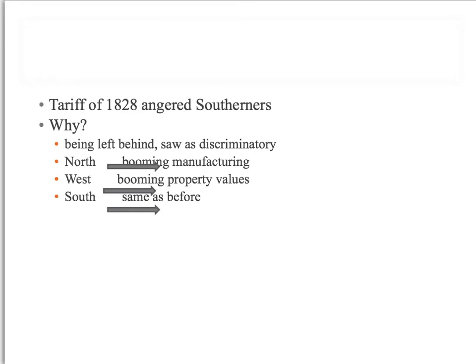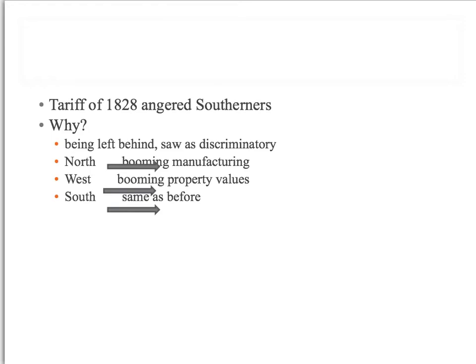At the same time this is going on, in the West, property values are going sky high through the roof because of all the expansion and things that we're doing as a nation. While all this is happening, the South is still chilling out like they were before with the plantation system based on cotton and slavery, so they see themselves being kind of left behind in the race to make money on a sectional basis.